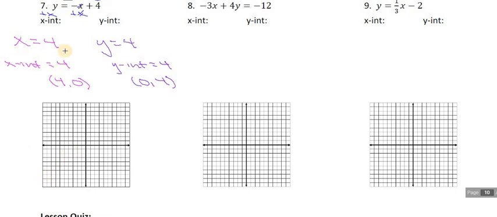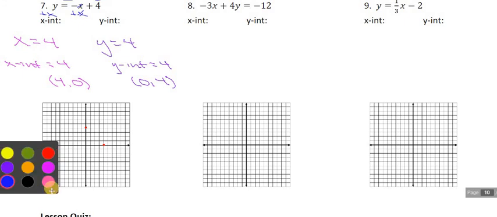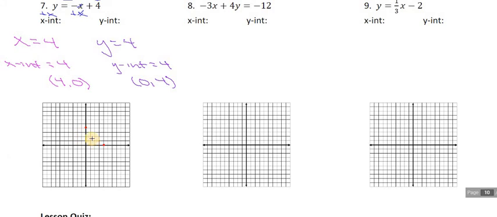So an x-intercept of 4 means just go to 4 on the x-axis. 1, 2, 3, 4. Y-intercept of 4 means go to 4 on the y. 1, 2, 3, 4. And now we can graph our line. Let's see.